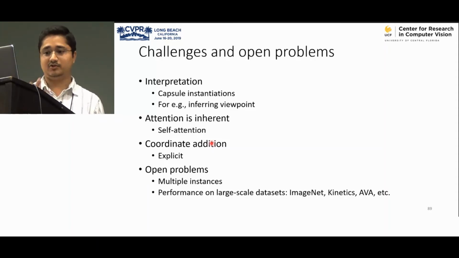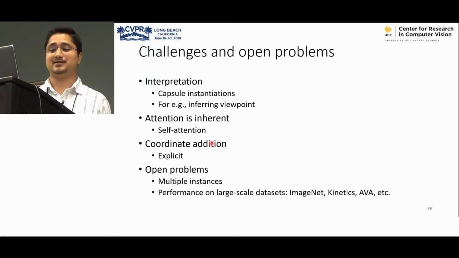And this is another issue: we have seen good performance on datasets like CIFAR and MNIST, but it's a long way to go, and on very large-scale datasets like ImageNet, Kinetics, and AVA, we're still lagging behind in terms of performance.